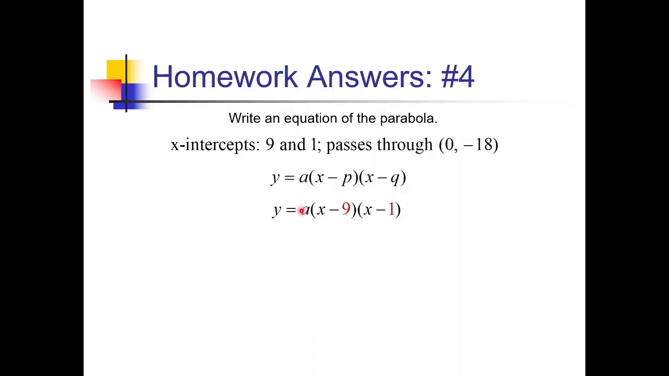And now to get the a value, I'm going to replace the x and the y with this other point they gave me, 0 and negative 18. So for my y, I've got negative 18. And then for the x's, I'm going to replace those with zeros. So this becomes negative 9 times negative 1, which is positive 9. So we have positive 9a equals negative 18. And then dividing by 9, that's going to be a equals negative 2. Plugging that back into my equation up here, I've got y equals negative 2 times x minus 9 times x minus 1.